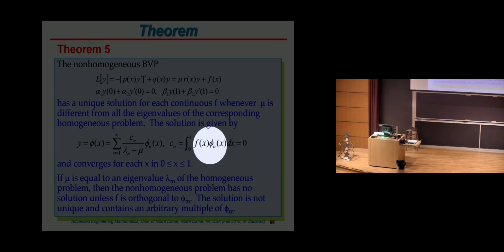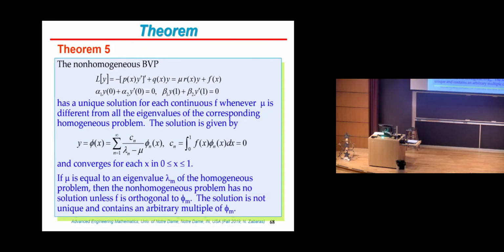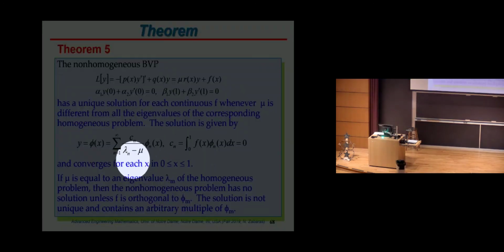And by the way, why is there no r there? What happened to r? It canceled because, remember, to get this, we got the expansion of f over r, so f over r times r cancels out. Okay? All right. So if mu is not equal to lambda n, this is the very general solution.